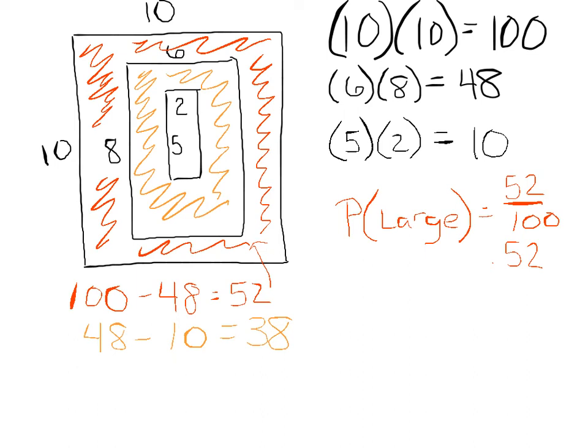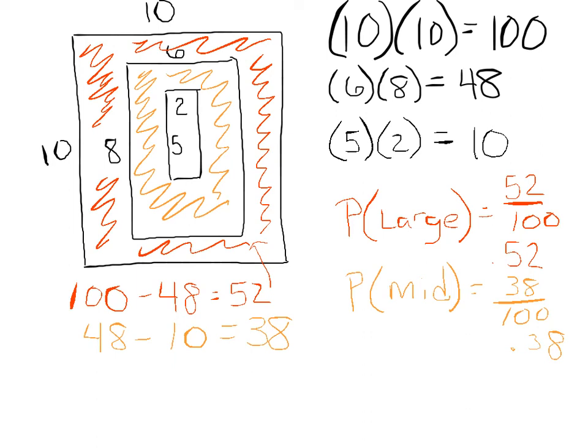What's the probability of me landing inside the orange section? So we'll call that my middle section. Well, the area in orange is 38 divided by 100. It's 0.38. The probability that I'll land in that orange area is 0.38.